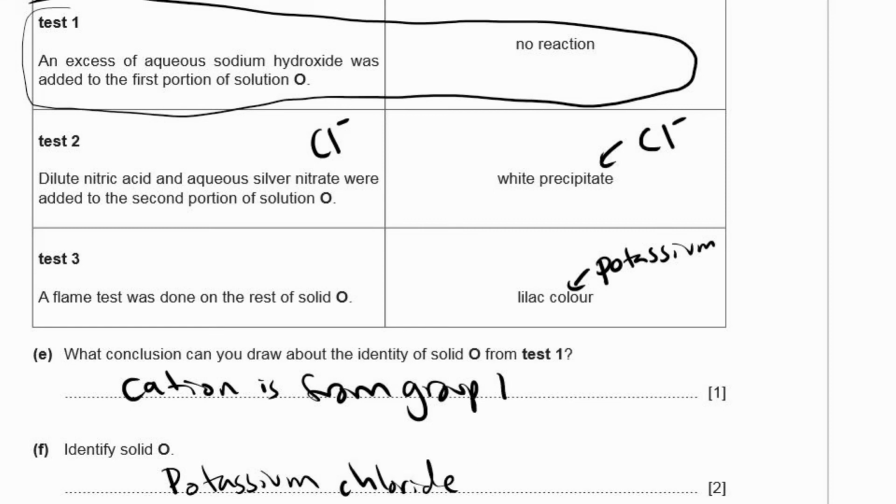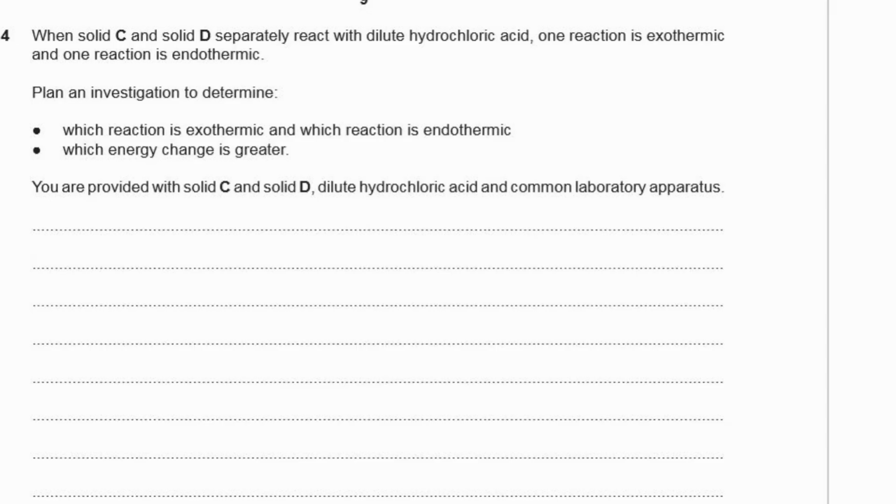All right. Question 4. When solid C and solid D separately react with dilute hydrochloric acid, one reaction is exothermic and one reaction is endothermic. Plan an investigation to determine which reaction is exothermic and which reaction is endothermic. And you need to say which energy change is greater. You are provided with solid C and solid D, dilute hydrochloric acid, and common laboratory apparatus.